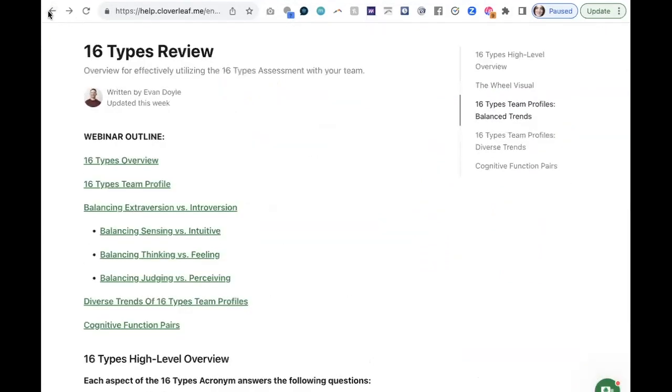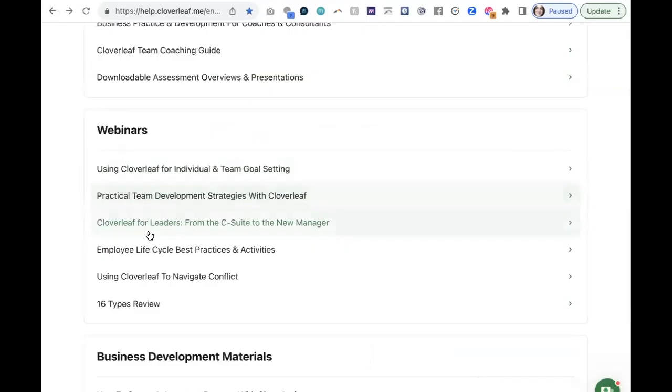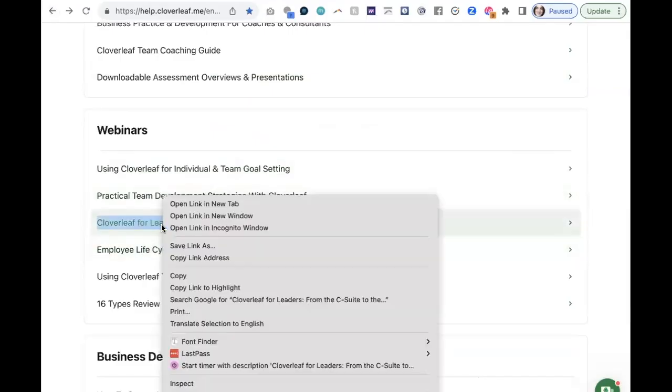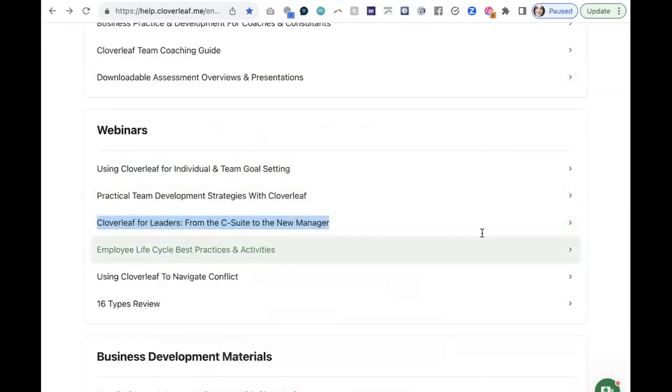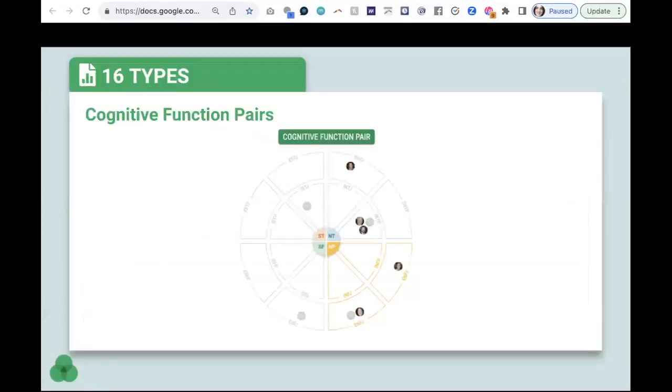I'm also going to share a quick resource. When we did a webinar, I think it was in August, around Cloverleaf for leaders, I'm going to copy this link and put it right here. And there is an exercise on how to approach feedback with each of the cognitive function pairs in this resource. This can be a great way to look at how you give feedback, because you're understanding how they mentally consume and how they process that information.